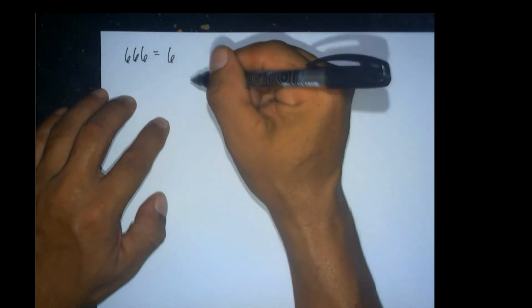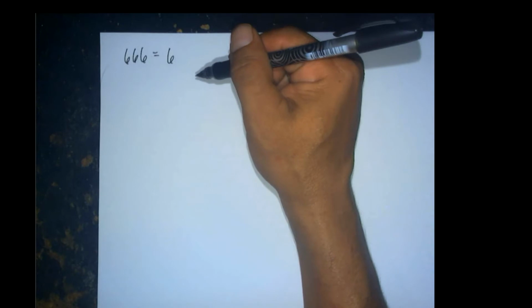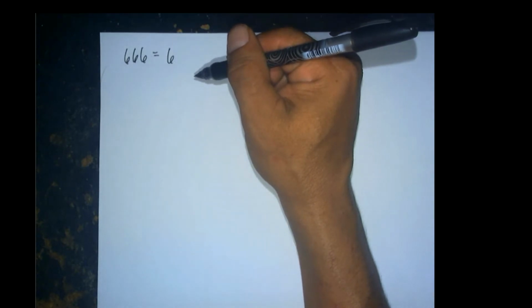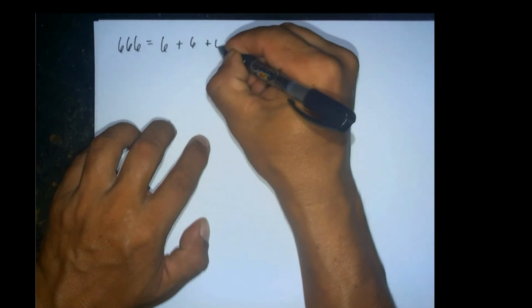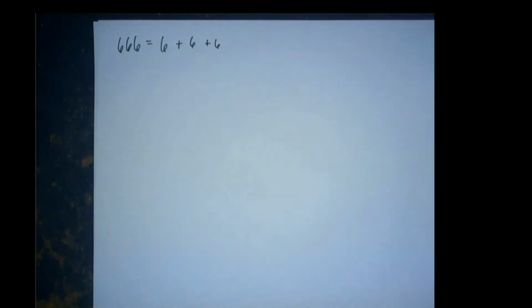666 is equal to 6 plus 6 plus 6. I need to see if I'm on the screen here. We can calculate these if you want. I need to zoom in. I can't see the exponent. My eyes are growing bad.